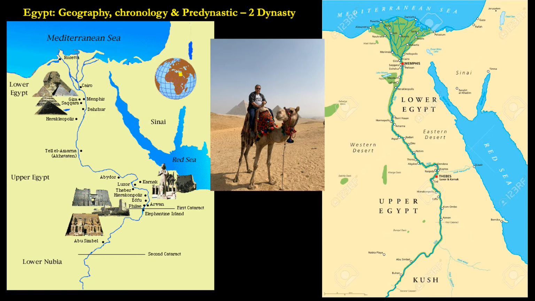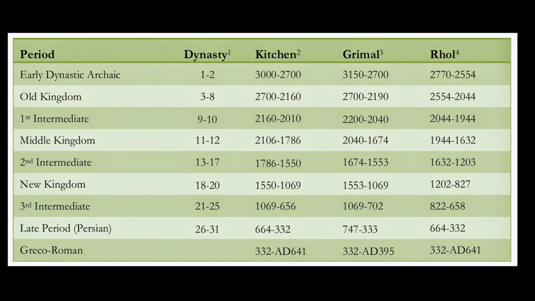Now, back to the unification of Lower and Upper Egypt. This would have a lot to do with how we understand the chronology. A chronology that was set up by a Greek by the name of Manetho. I'll talk more about that in a later video of how the chronologies were figured out. In this slide, you can see that there's three names on the right, Kitchen, Grimal, and Roll, where they sort of disagree on the precise dates. That does not concern us here. I'm more concerned about the relative dates or the sequence and knowing just generally when they are.